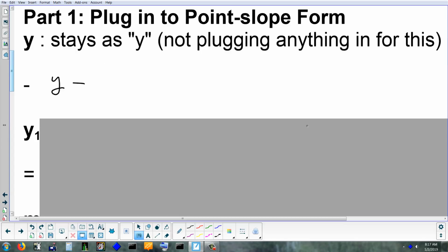So up until that point, going step by step, you just have y and then your minus. Because the minus is part of the formula, you have to put it. Now, how about y1? Do we have to plug in anything for that?